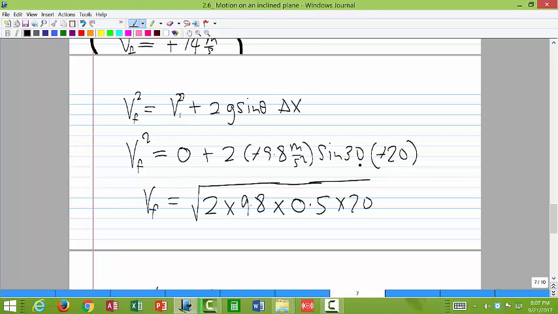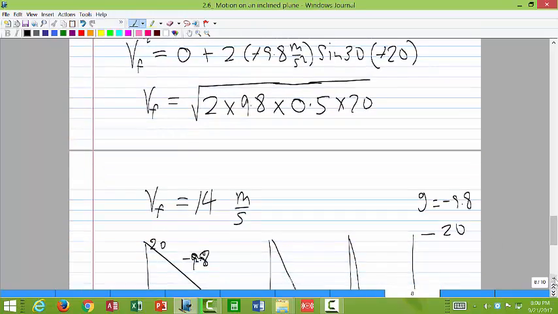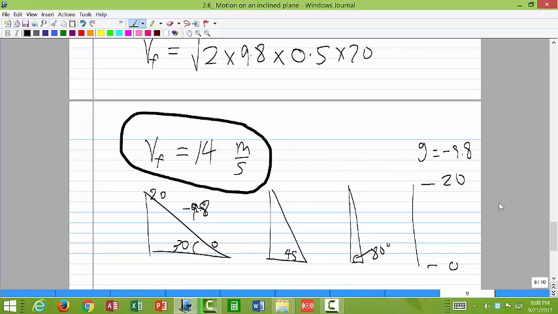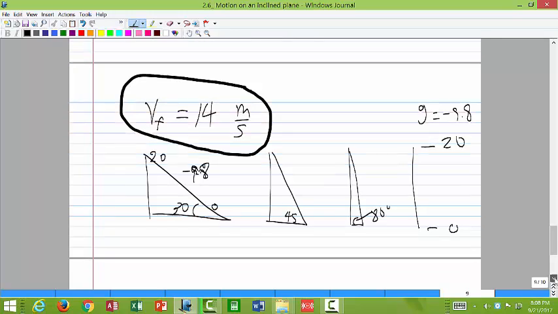So V final squared is given by this formula here, and so the V final is the square root of 2 times 9.8 times sine 30, which is 0.5, times 20, which is our displacement. So our final velocity here would be 14 meters per second, as you guys told me, so that is correct. We'll take that. And so if you look at it from the point of view of a ramp that is changing, meaning that the angle of the ramp is changing.